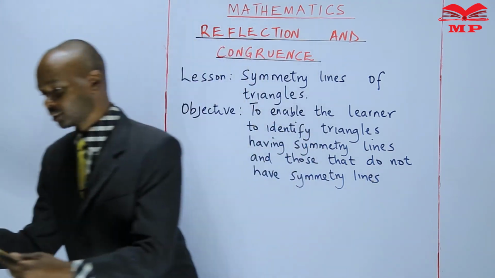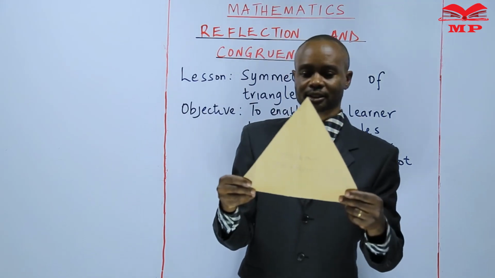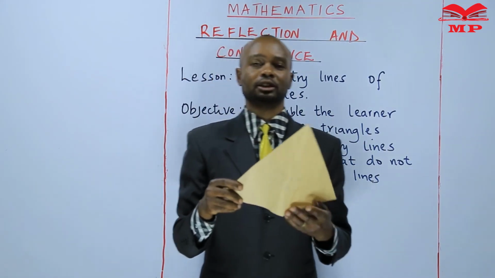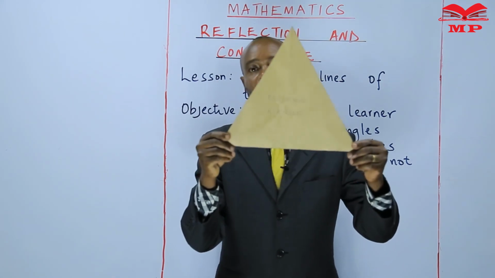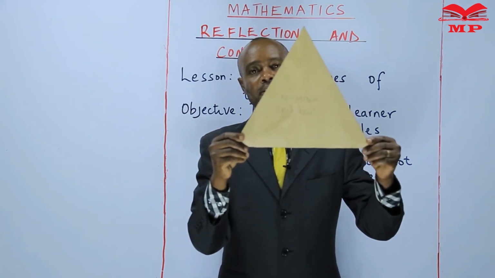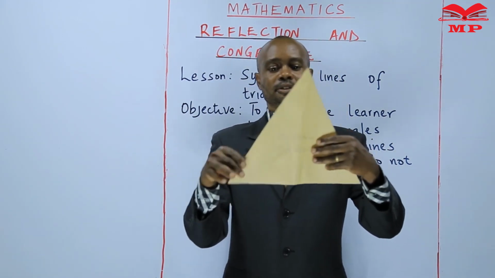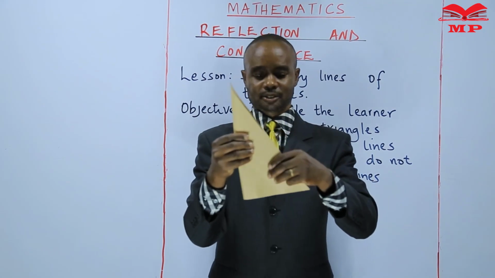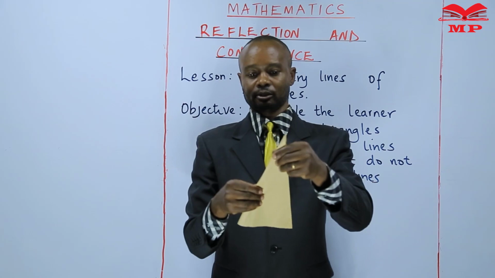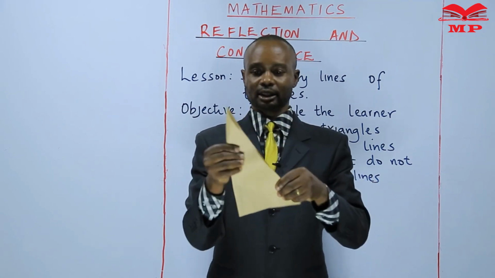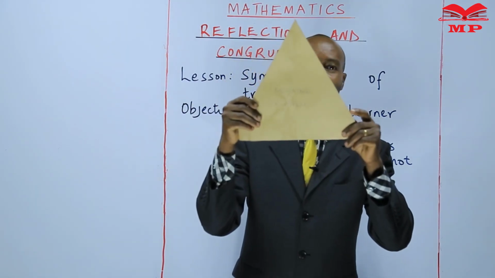So we shall start with the equilateral triangle. And in our first lesson, we learned that symmetry is the proportionate similarity between two halves of an object. So this is the equilateral triangle. Let's get two halves. I can fold it like that. Fold it like that. It will give you two halves. That is one line of symmetry.